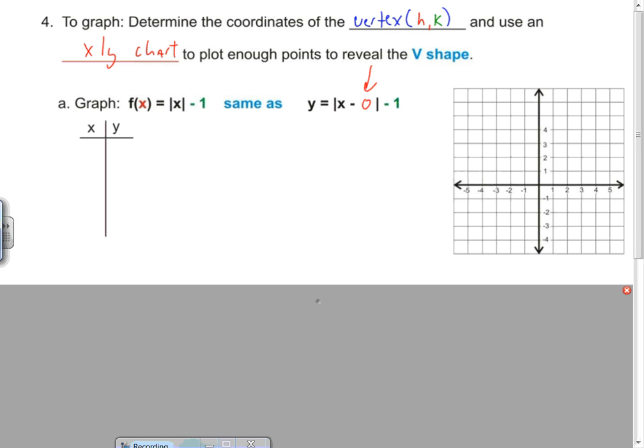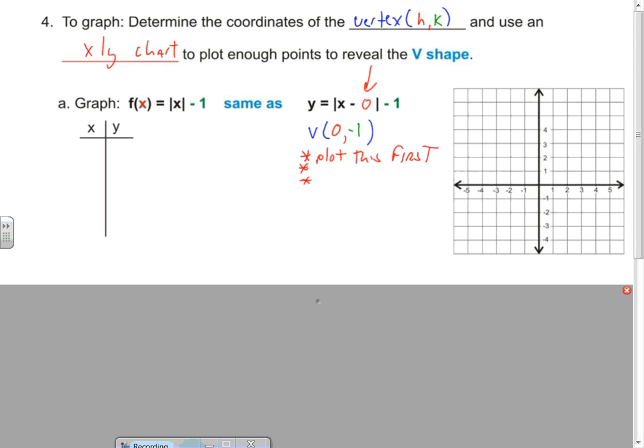So first thing I want to do is I want to write the coordinates of the vertex. I just put a V for vertex. You can write out vertex if you want. And hopefully you agree the H is 0 and the K is -1. You want to plot this first. Muy importante. This is very important. That's your start with the vertex.